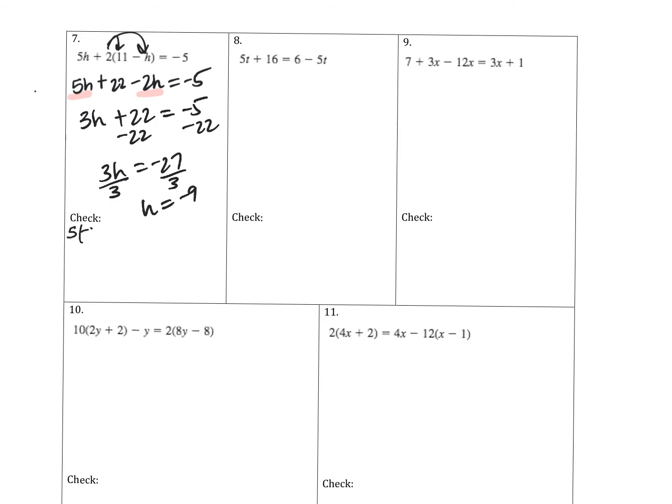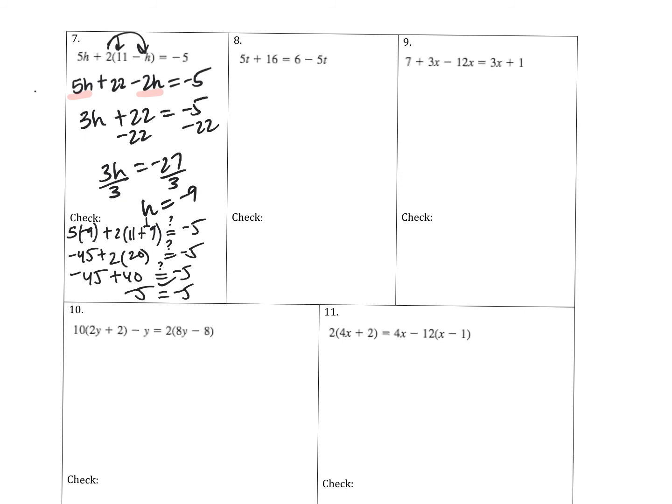Let's check. 5 times negative 9 plus 2 times 11 minus a negative 9 equals negative 5. All right, this is negative 45 plus 2 times 11 and 9 is 20. Does that equal negative 5? Negative 45 plus 40. Yeah, that's negative 5. So we got it right.